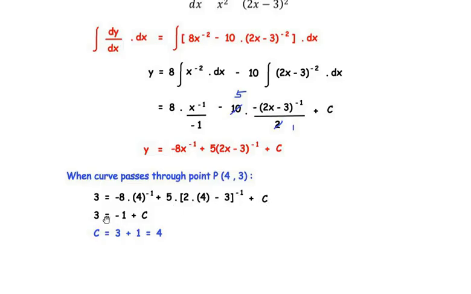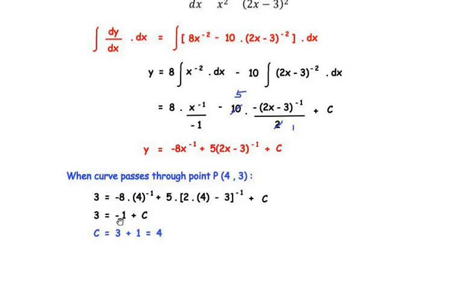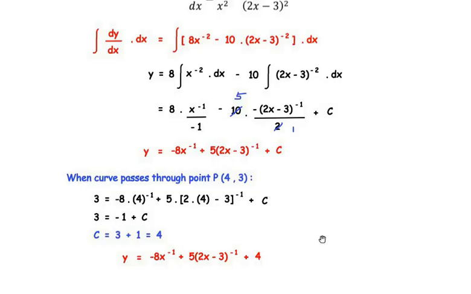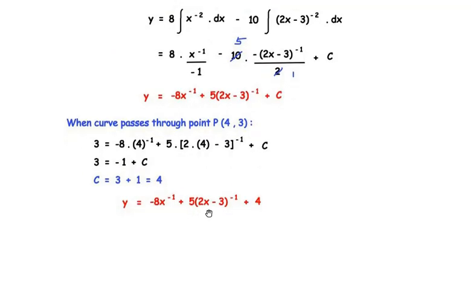So this simplifies as 3 is equal to, now let us see what value this gives us. So this gives us negative 1. So here we have written negative 1 plus c. Now taking minus 1 on the other side of equal to sign, we get c is equal to 3 plus 1 equal to 4. So we get the equation of y as negative 8 x to the power of negative 1 plus 5 times (2x minus 3) to the power of negative 1 plus 4.